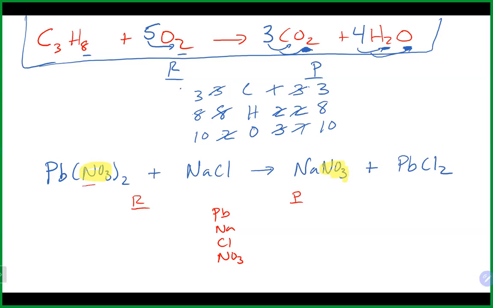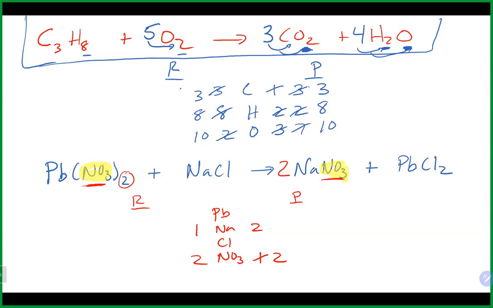How many of these NO3 units do I have on the left? I have 2. On the right-hand side, how many do I have? 1. So to fix that, I could simply put a 2 in front of the sodium. And that now gives me 2 of those NO3 units on the right. It also did change the sodium, right? Now on the right-hand side, I have how many sodiums? 2. And on the left-hand side, I have 1.